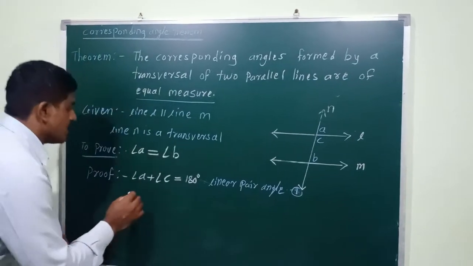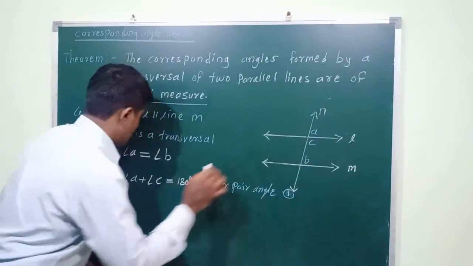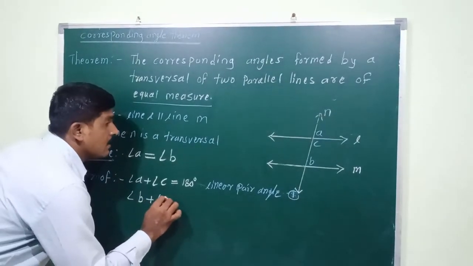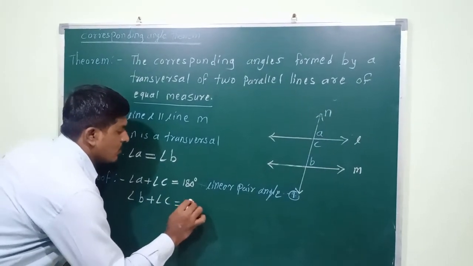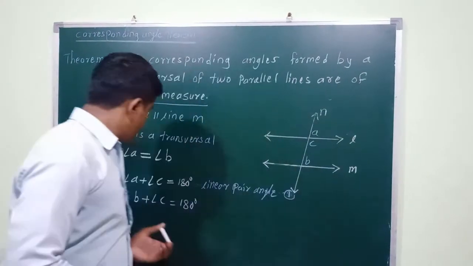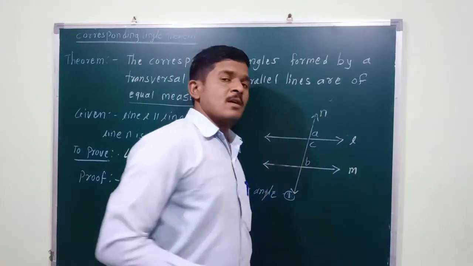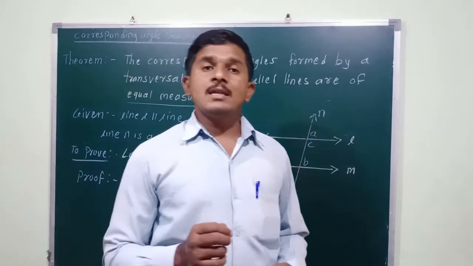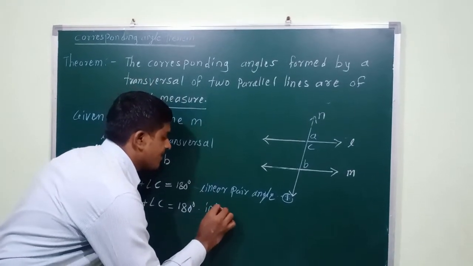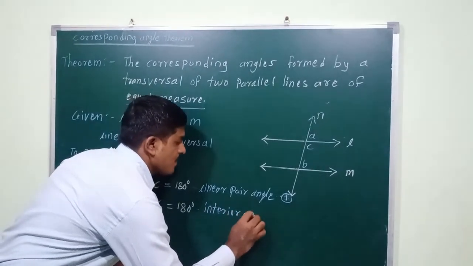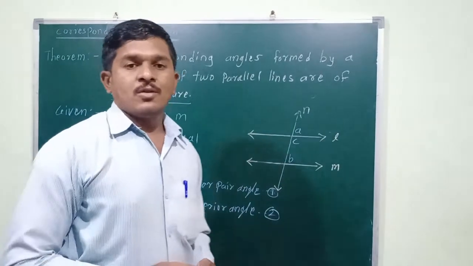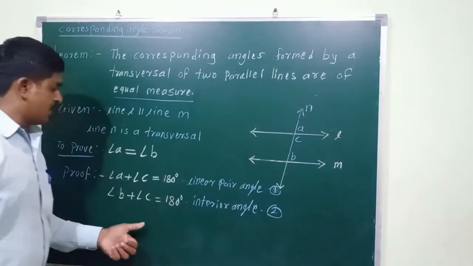Secondly, angle B plus angle C is equal to 180 degrees. What is the reason of this? Angle B plus C, these angles are interior angles. Statement number 2.